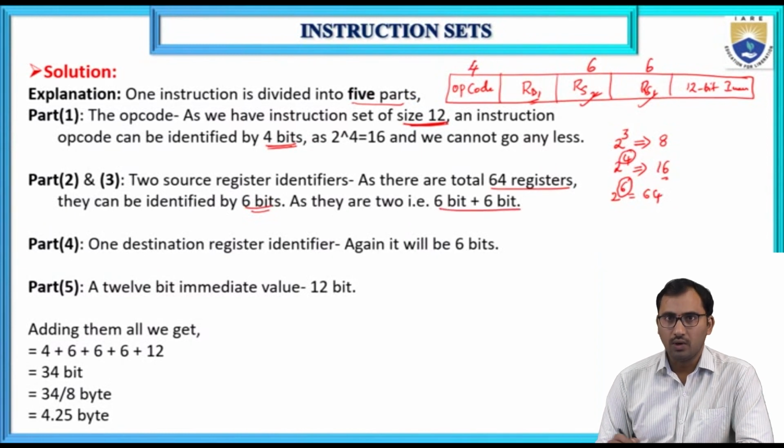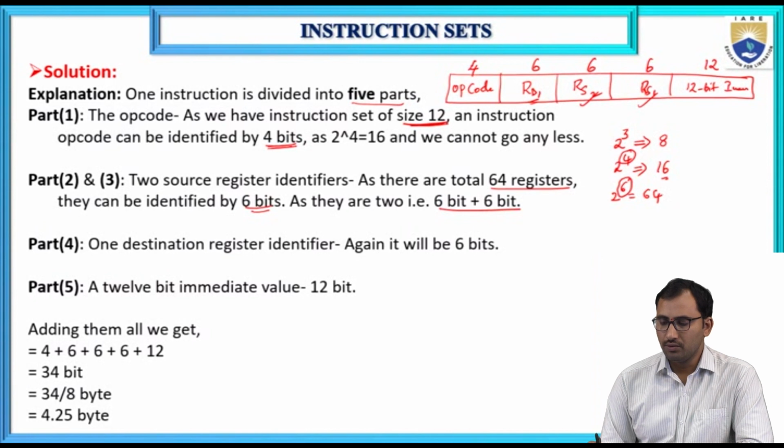So in total, 12 bits we require. Okay. And coming to the next one, the destination register. The destination register also takes 6 bits, because the number of bits required to represent every register is 6 bits. That's why for the destination register we are also taking 6. And the problem already directly mentions a 12-bit immediate value.